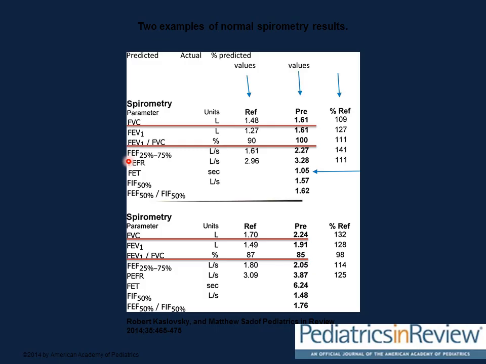To confirm, especially in mild cases of asthma, read the FEF 25% to 75%. See if it's normal or low. So here the reference is 1.61 and the recorded value is 2.27, which is normal. So this is a normal spirometry. This is the same but in an older child.